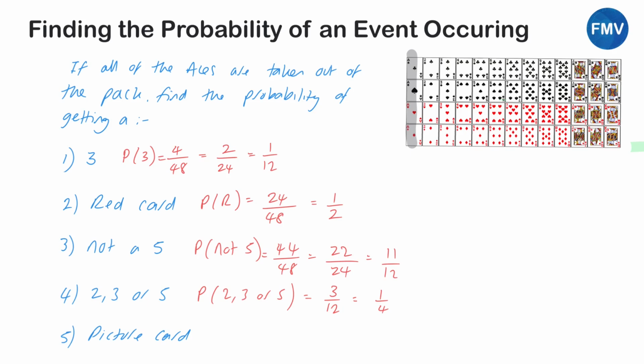And finally, a picture card. Well, each suit has 3 picture cards. And again, each suit at the moment has 12 cards because the ace has been taken out. And that also is a quarter.